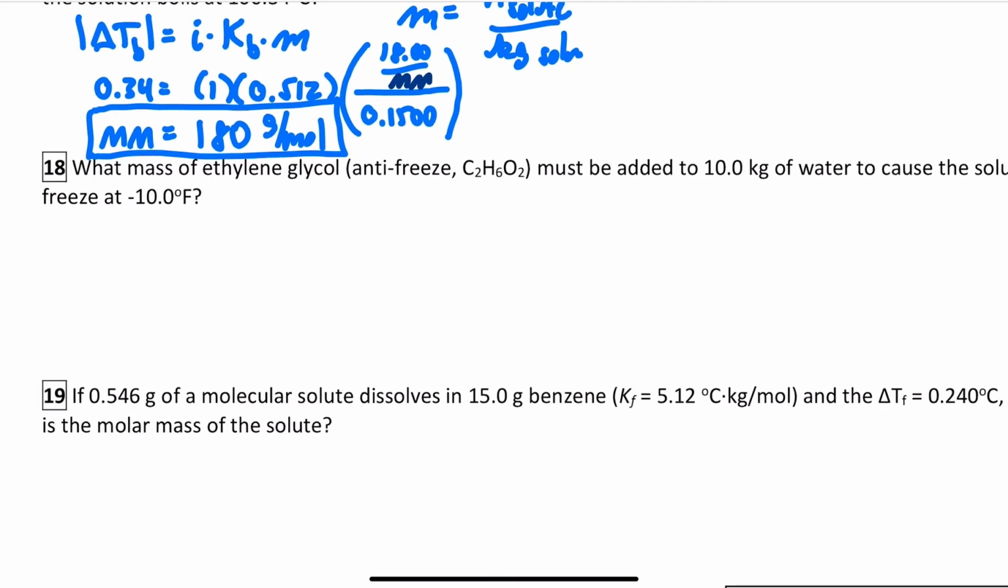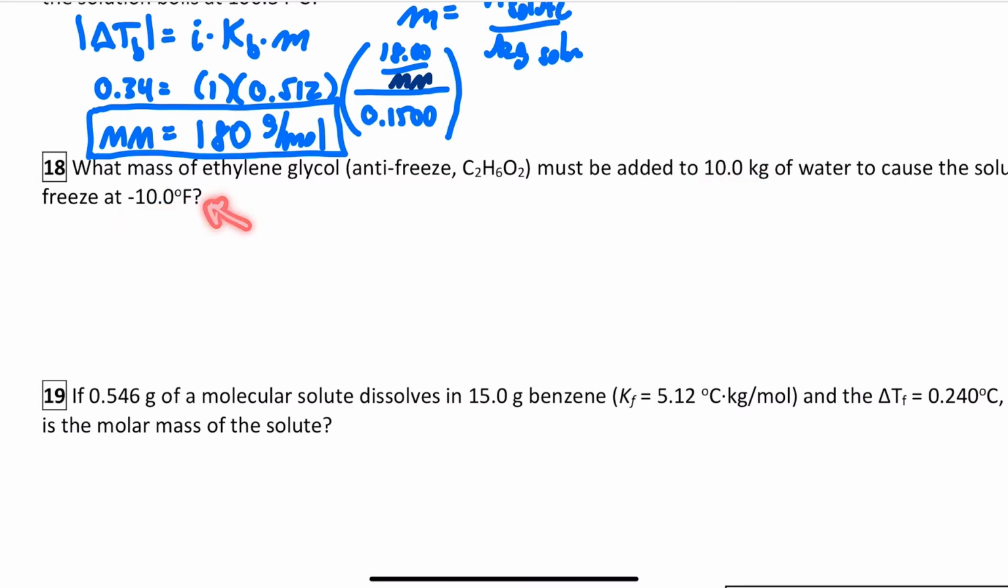Number 18 asks us to figure out the mass of a solute that goes into a solution to change its freezing point. And 19 is another figure out the molar mass question. Hit pause and see if you can do both of those now. Okay, so let's see how you did. For number 18, they want the mass of this ethylene glycol solute. They tell us what the formula is, they tell us the mass of the solvent, and they tell us the change in freezing point.